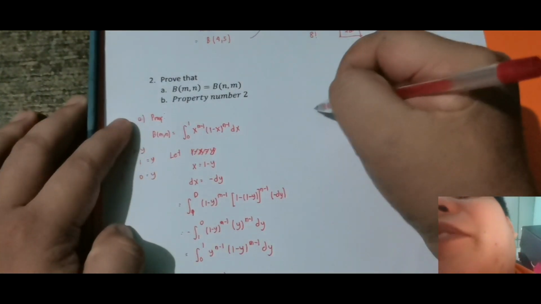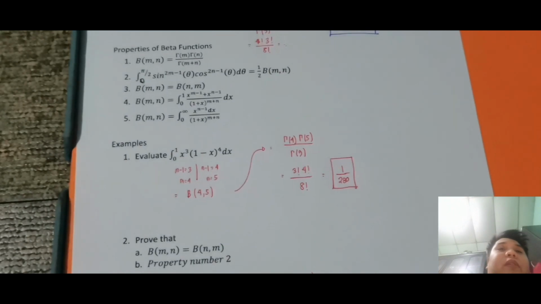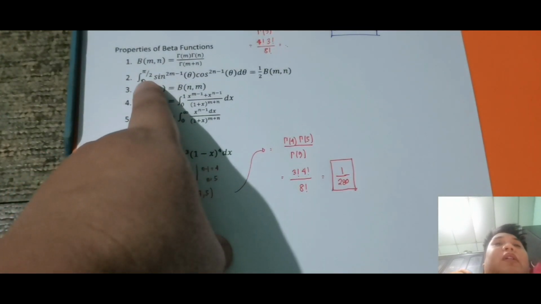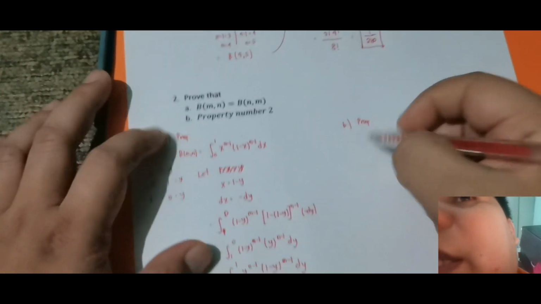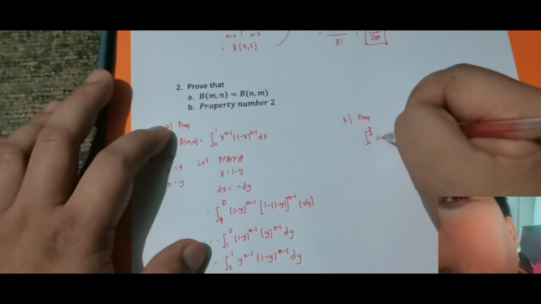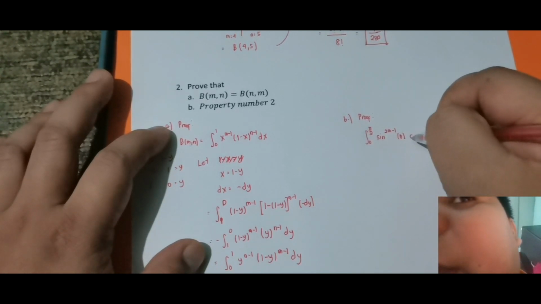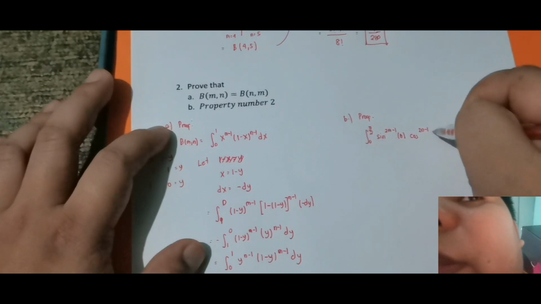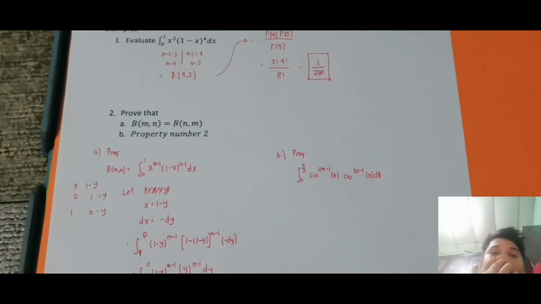Char. So letter B natin is prove daw natin yung property number 2. So what is property number 2, no? So yung integral ng 0 to pi over 2. So ito yung proof. Integral ng 0 to pi over 2 ng sine raised sa 2m minus 1 theta, then cosine raised to 2n minus 1 theta d theta. Dapat equivalent daw siya sa 1/2 beta of m comma n. Okay, so parang ganun. Okay, so paano ba natin papatunayan na ganyan yan?